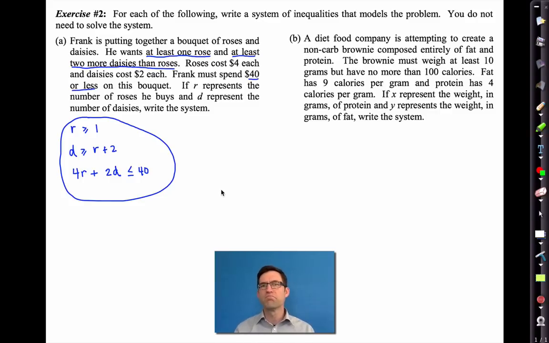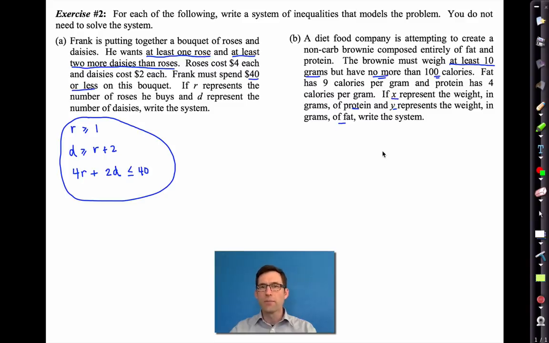Let's take a look at one that has something to do with a diet bar. Letter B. A diet food company is attempting to create a non-carb brownie, composed entirely of fat and protein. The brownie must weigh at least 10 grams, but have no more than 100 calories. It's got to have 100 calories or less. Fat has 9 calories per gram. Protein has 4 calories per gram. If X represents the weight in grams of protein, and Y is the fat, we're going to write the system.